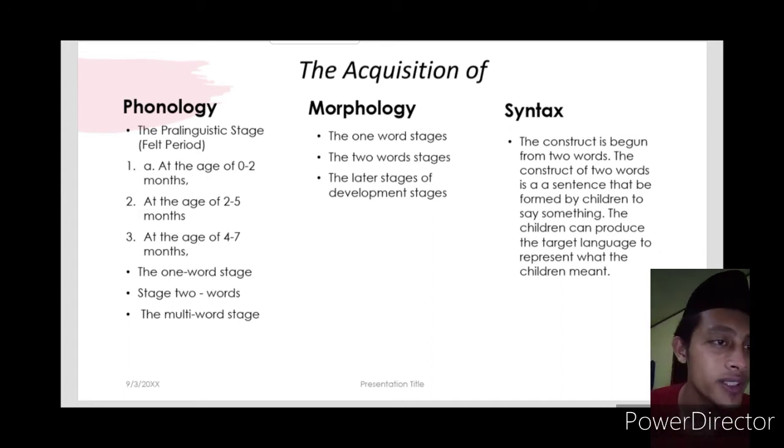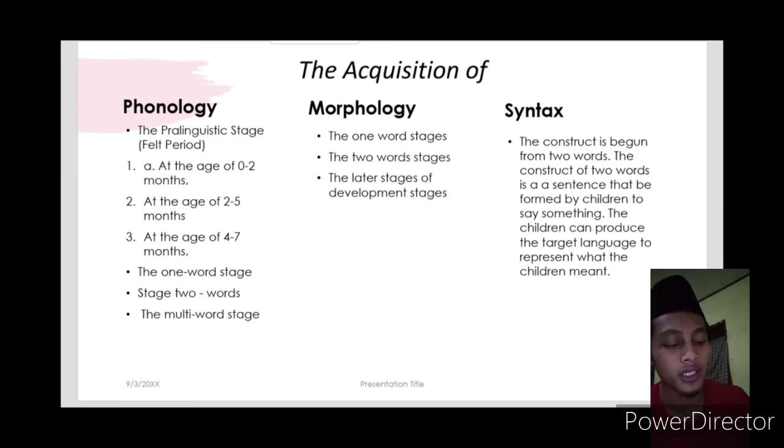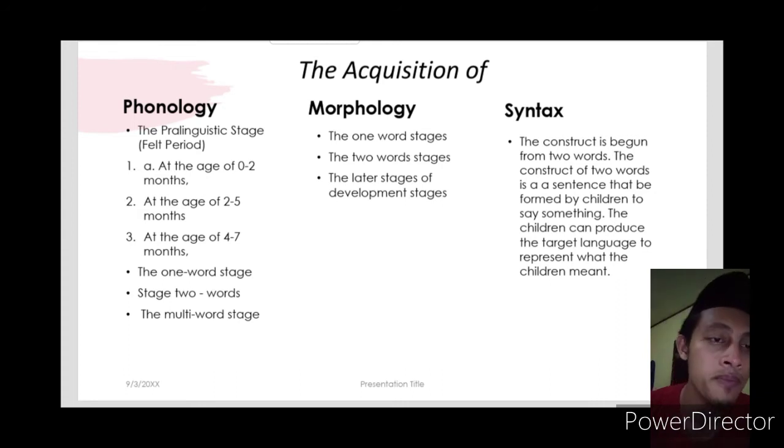Children at the two-word stage do not just produce any two words in any order. Rather, they adopt a consistent set of word orders which convey an important meaning of their utterance. The structure of the utterance is determined by semantic relationship. For example, in the second stage of acquisition of morphology, the two words are determined by semantic relationship.